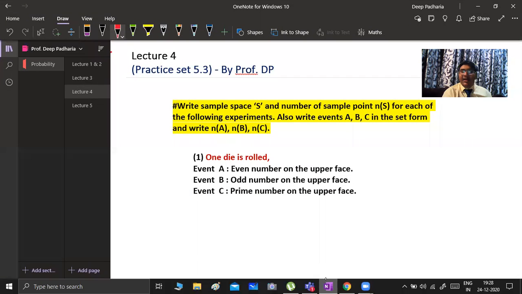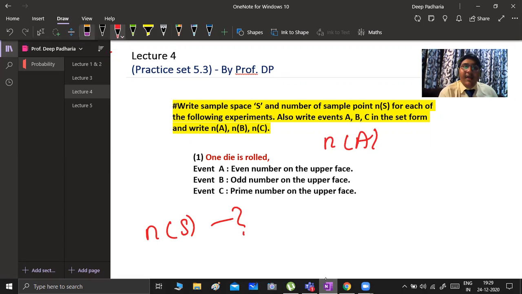So today we are supposed to start with practice set 5.3. I hope my screen is visible to you all, and we'll be going ahead with exercise 5.3. The questions are again very easy. What is asked is we need to find the sample points denoted by n of S. We need to find the number of occurrences of an event, that is, suppose A is the event, we need to find n of A, n of B, n of C, etc. Okay, so again, these types of questions are very easy to attempt, and again they are fully scoring.